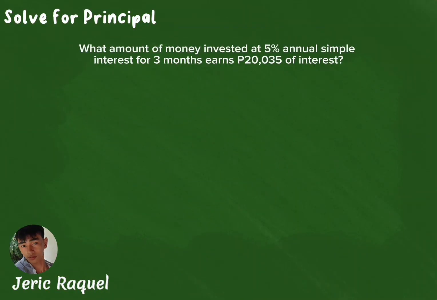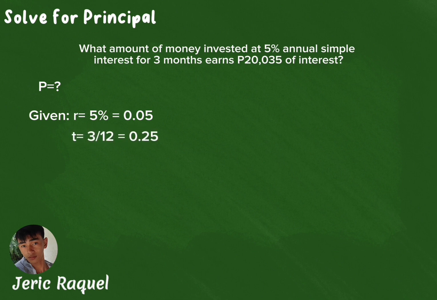What amount of money invested at 5% annual simple interest for 3 months earns 20,035 of interest? The problem asks for the principal value. So the given is rate of 5%, which is equal to 0.05. Time is 3 months divided by 12 months, which is equal to 0.25. Then the simple interest is 20,035.